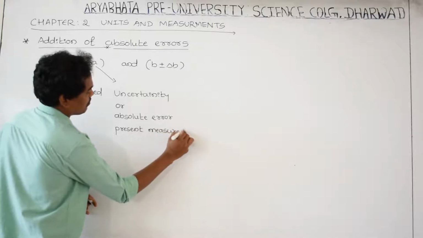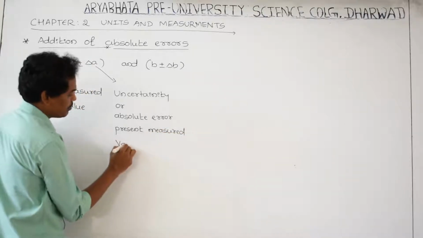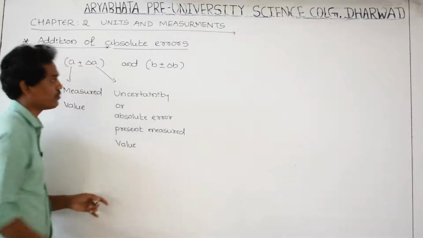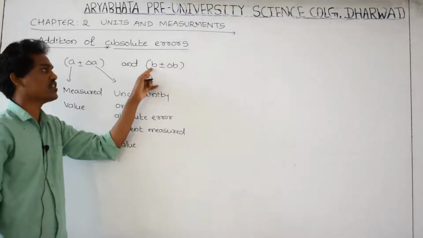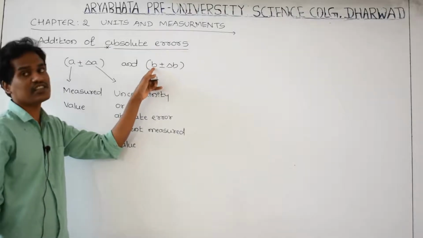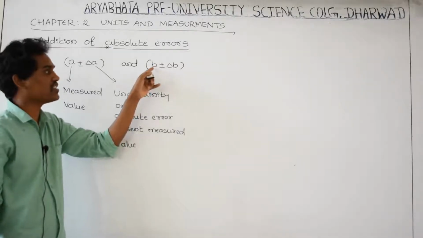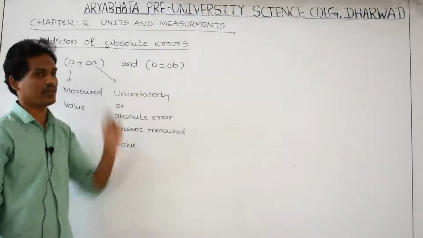That side is also the same. What is B? B is a measured value or a measured physical quantity, and what is delta B? This measured physical quantity has an uncertainty. It means that some error is there in B. What is that? That is delta B.